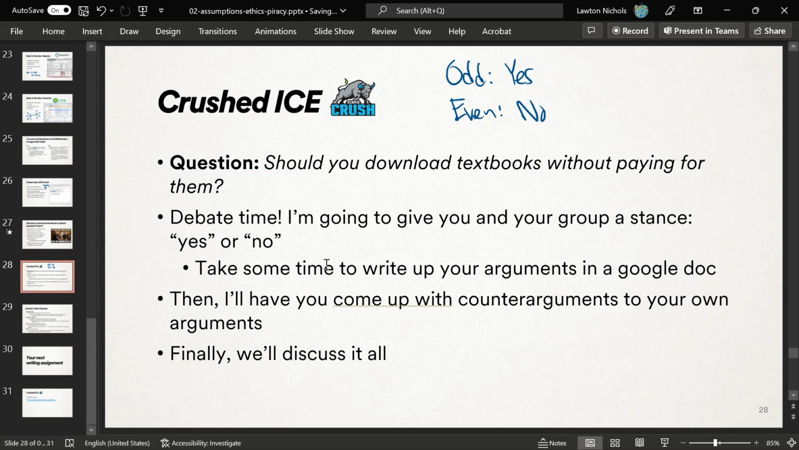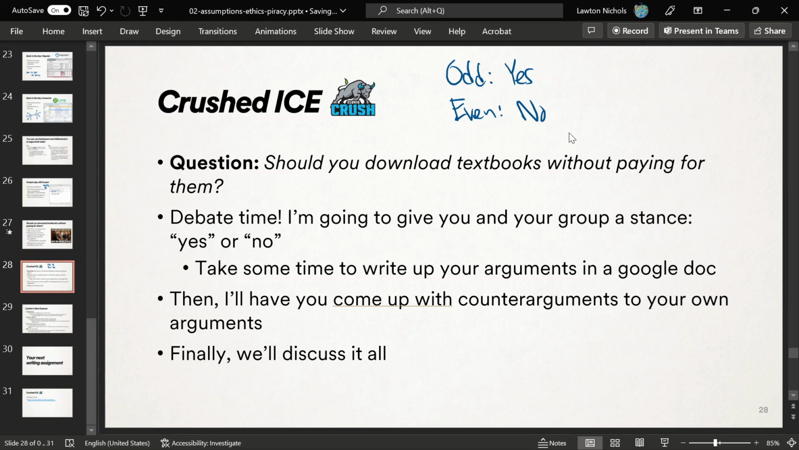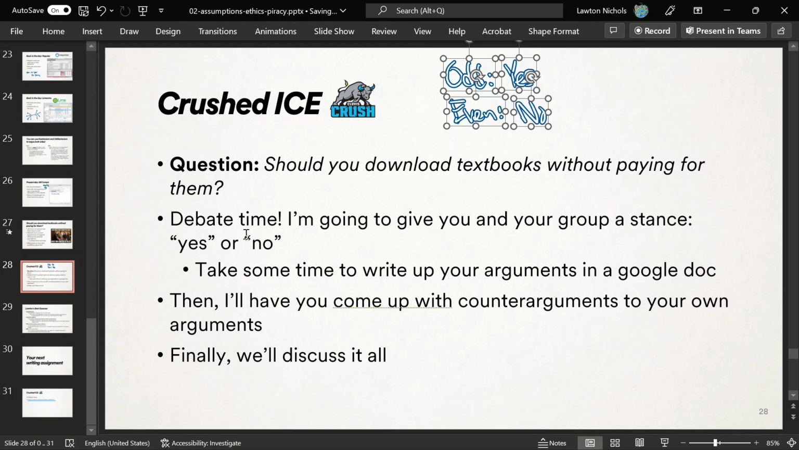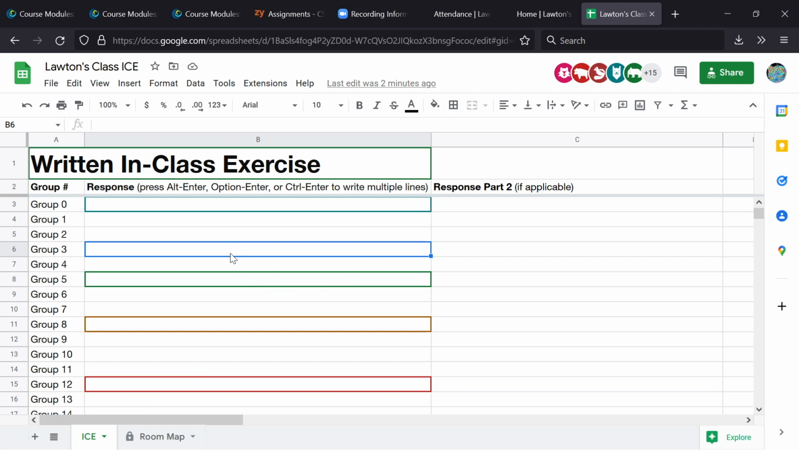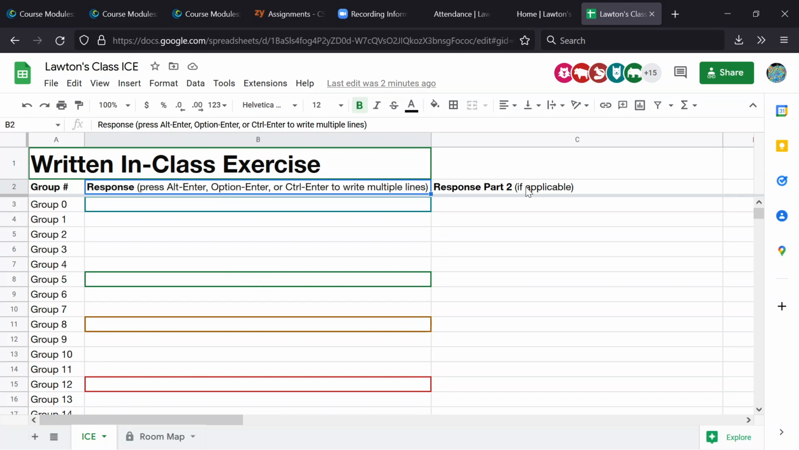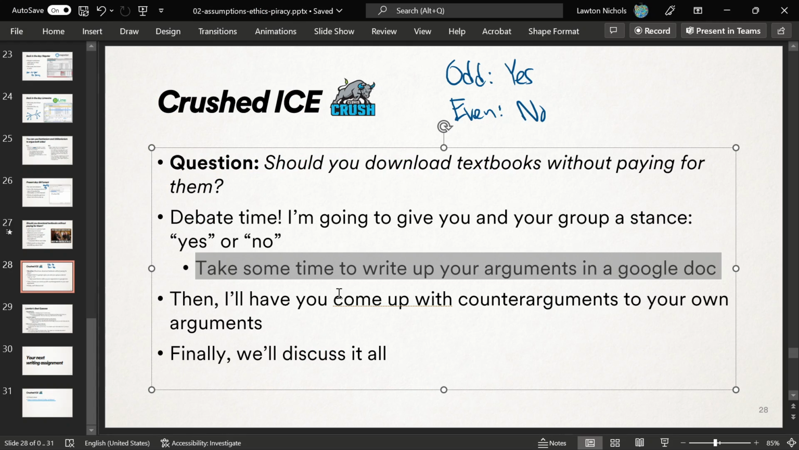And so I would like you to come up with as many arguments as you can for your stance, the stance that I'm giving you. Okay, I'm forcing you to think in a way that you maybe don't think. So take a little while to, as a group, come up with some arguments and put them in the first section of this Google Doc. And then later we'll come back and I'll have you write counter arguments to your own arguments. But I want to give you some time for each of those. So just do this first part now.